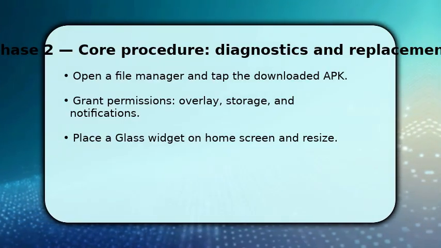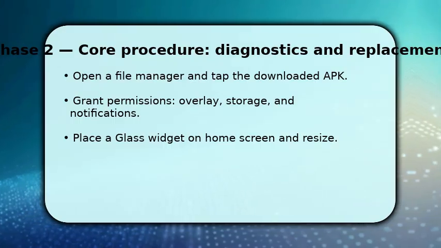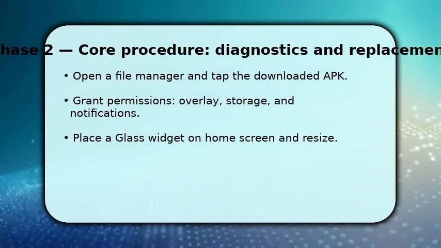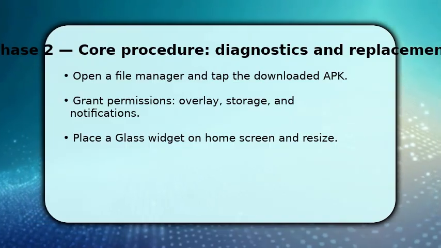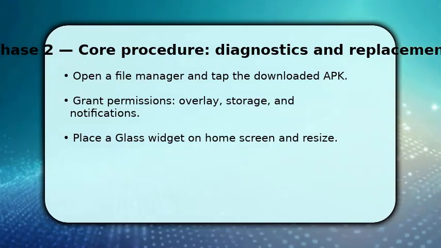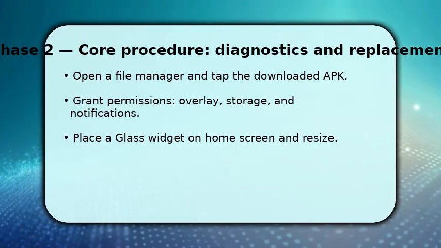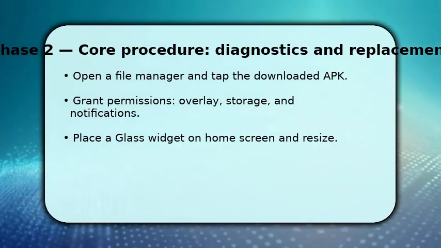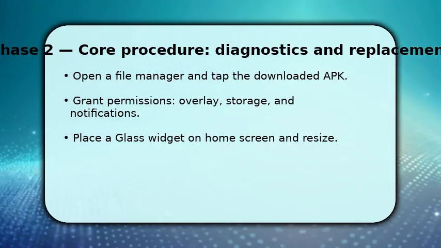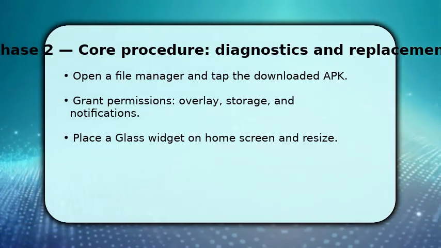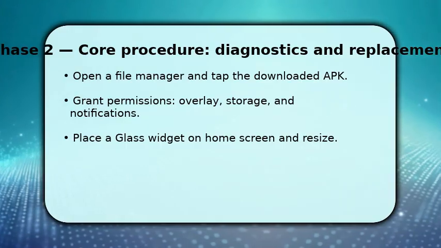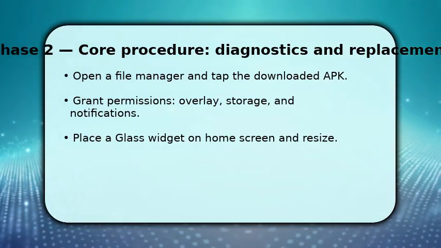During setup, grant overlay permission so the widget can display above apps, plus storage and notifications so data shows correctly. Once installed, long press the home screen, choose Widgets, then pick Glass Widgets and place one on a free spot. Resize it to the desired width and height. If a permission prompt reappears, accept it now so the widget functions properly.